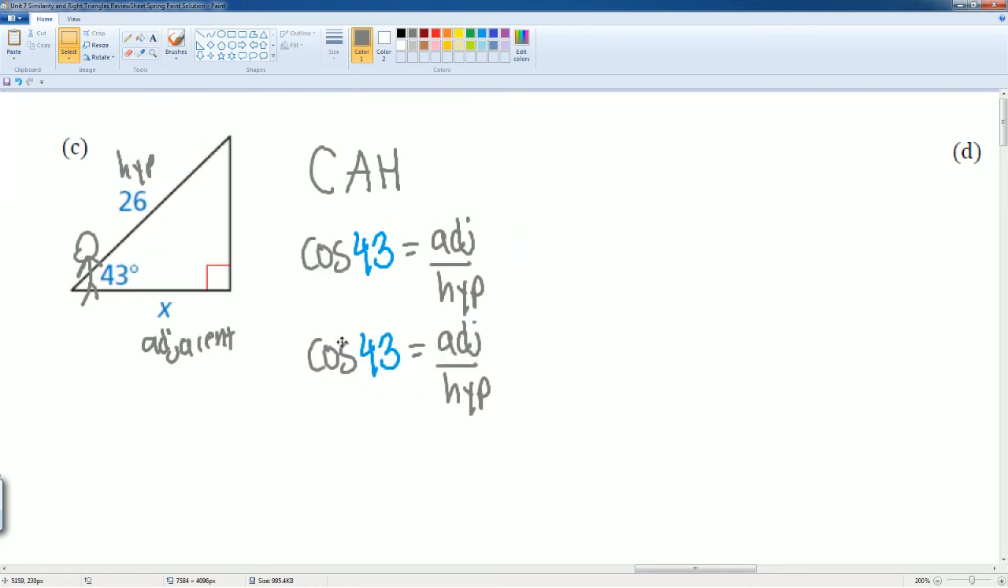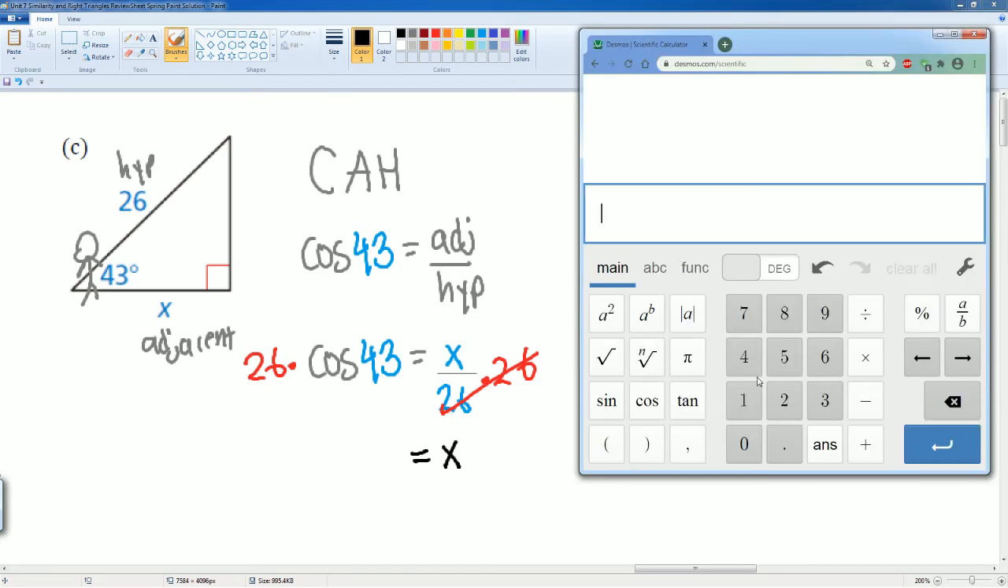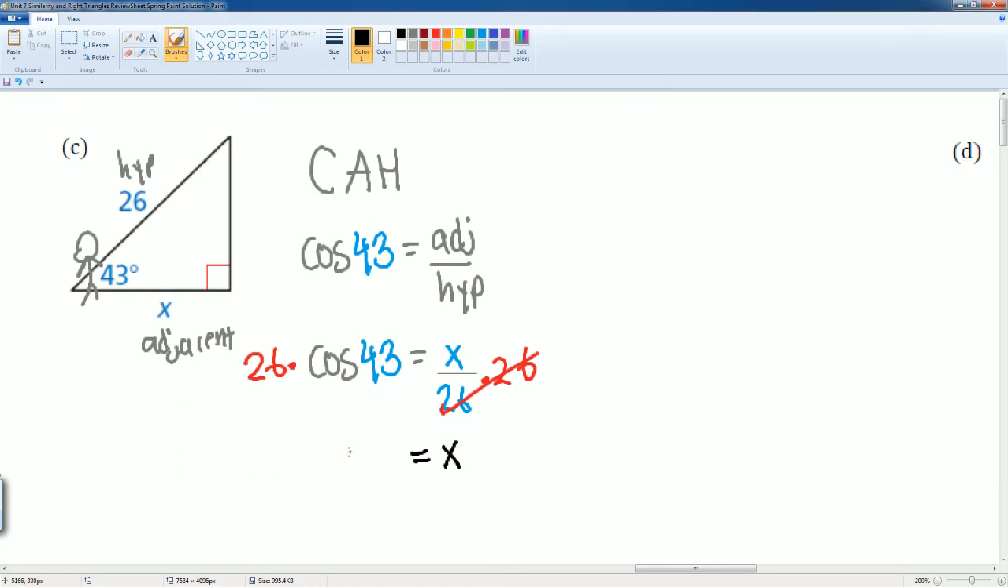Now we're going to make the substitution. The adjacent value is x, and then your hypotenuse is going to be 26. Now I'm going to multiply 26 to both sides because that's how I get x alone. So it's going to be equal to x here. Now I can enter my left-hand side into the calculator. 26 times cosine of 43. That gets me 19.01, or just 19.0.